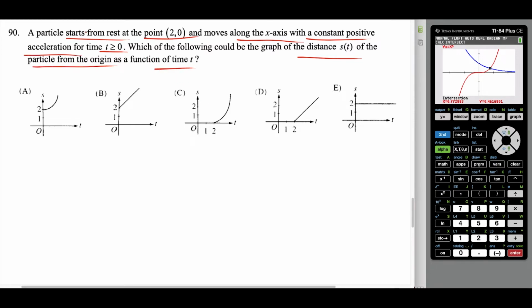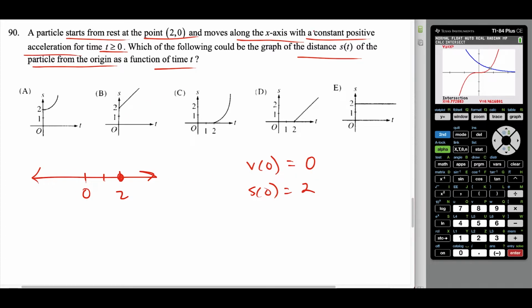So when they tell us the particle starts from rest, that means that the initial velocity at time 0 is equal to 0. But if this particle is starting at the point (2, 0), that's 2 units to the right of the origin. And if we're writing a function s of t that tells you the distance from the origin, the initial distance from the origin is just 2 units. So that's going to come in handy at the very end of this question.